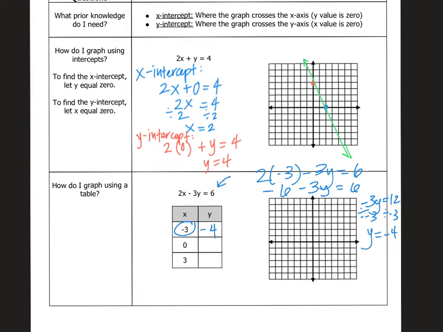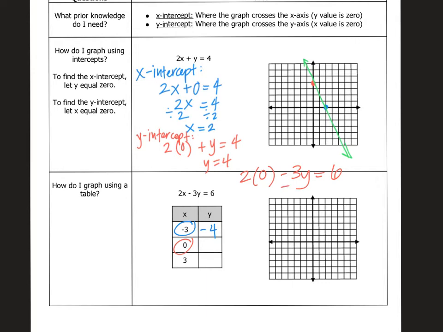Okay, so now I'm going to erase so that you can see me do the next one and that we have room for it. We're going to do this next one in red. I'm going to plug in 0 for x, so it should look like this. And now I have negative 3y equals 6. I have to divide by negative 3 on both sides, so we get y equals negative 2. So I'm going to go ahead and plug in the negative 2 for my y value.